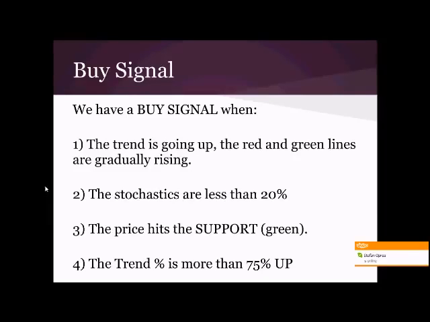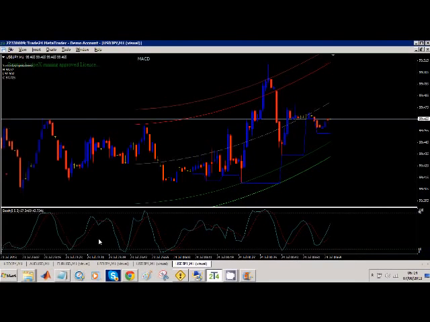So as we have mentioned, a buy signal is when the trend is going up, the red and green lines are gradually rising as shown, and the stochastics are less than 20%, and the price hits the support, and we just double up and confirm that the trend percentage is more up than down. Then we go ahead and we take our buy signal.